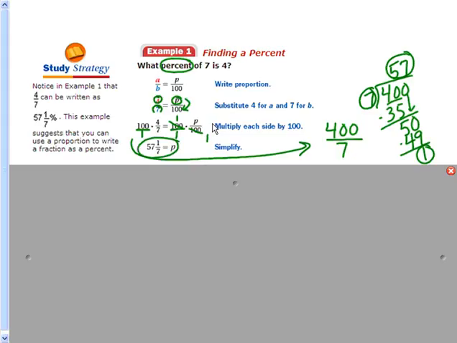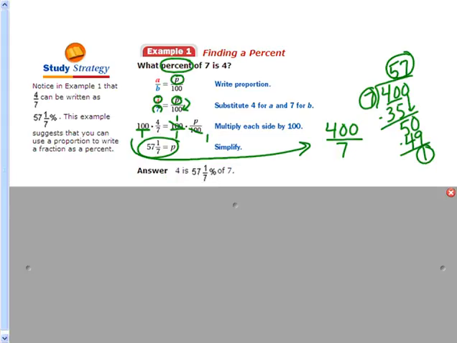Now, what does that mean? If p is 57 and 1/7, going back up here, p is that percent. So their final answer: 4 is 57 and 1/7% of 7.